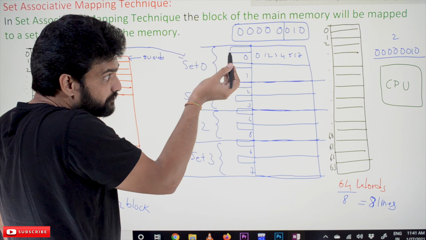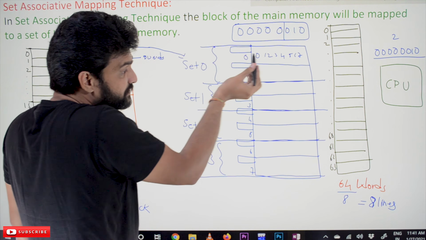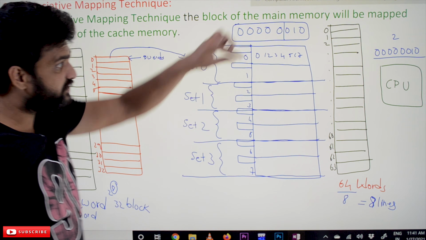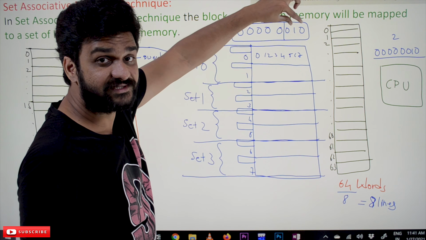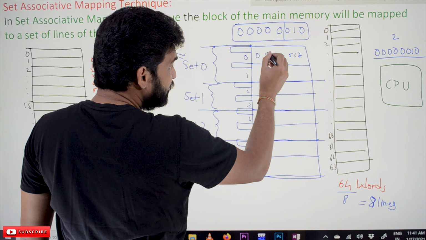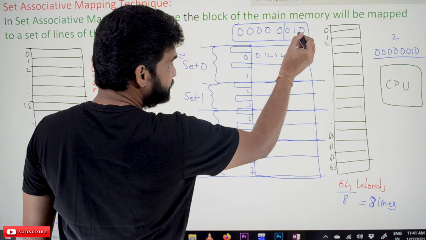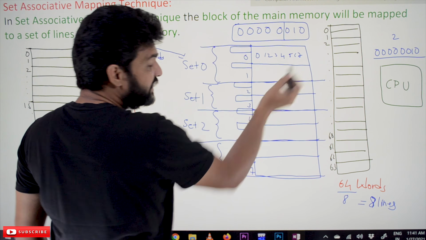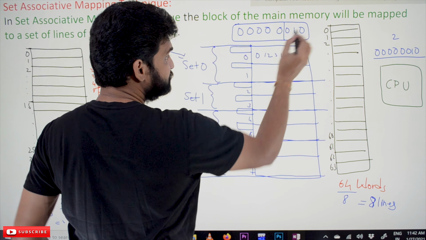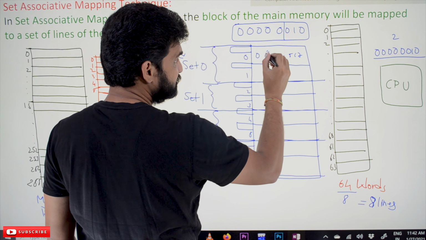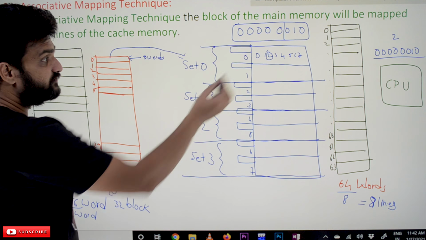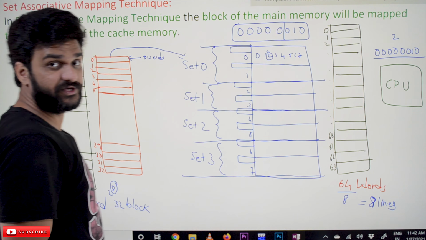So in order to locate where the given word is present, that is what we call the line offset. In order to represent 8 words in a line, we use 3 bits. These 3 bits say which word we have to extract for the CPU.